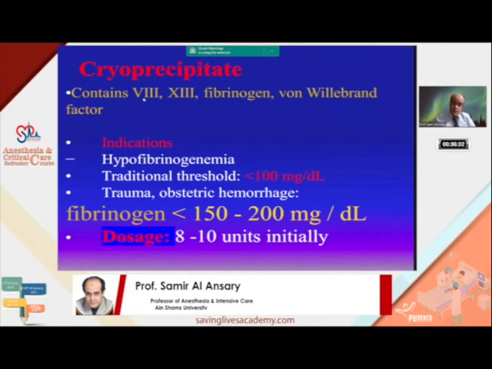Cryoprecipitate contains factor 8, factor 13, which stabilizes the clot, fibrinogen, and von Willebrand factor, and so it is indicated in hypofibrinogenemia. If the fibrinogen is less than 100 milligrams, in cases of trauma and hemorrhage, we try to keep it up. If fibrinogen is less than 150 to 200 milligrams per deciliter, you can transfuse cryoprecipitate, 8 to 10 units.